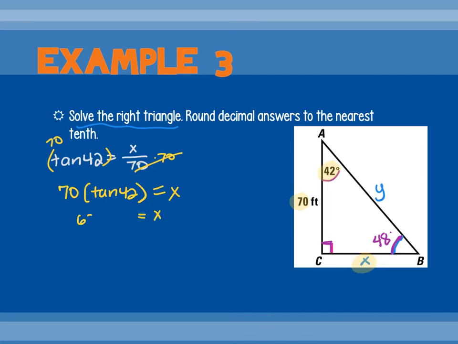which is 63.02, and it says nearest tenth, so this is 63.0.